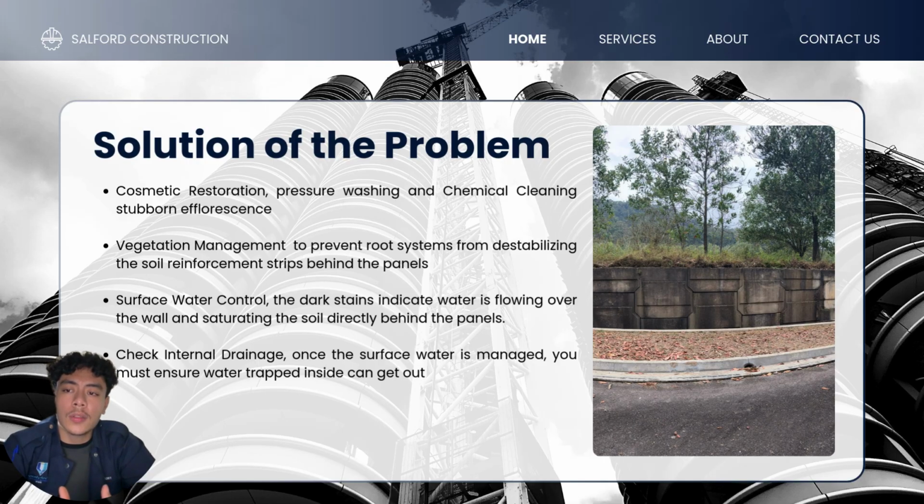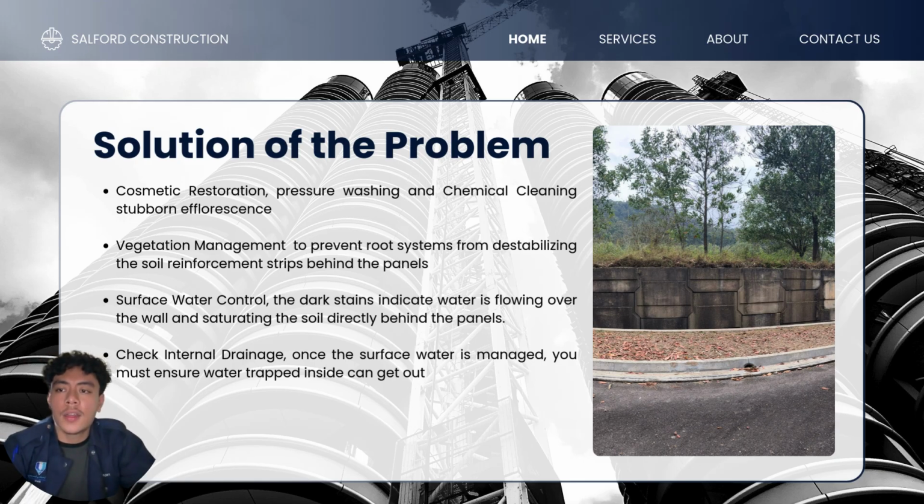Or we can also use the concrete dish drain. As you can see, the concrete dish drain is behind the coping. This captures the surface runoff from the slope and channels it to the sides of the embankment, preventing it from soaking into the reinforced soil mass.